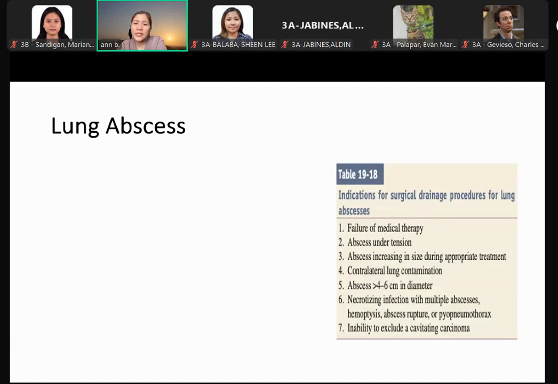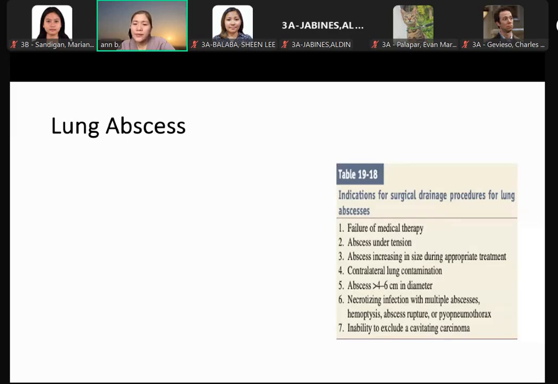So please know this one, the indications for surgical drainage procedure for lung abscesses. We have failure of medical therapy, abscess under tension. So if you handle these kinds of patients, again, refer this to your TCVS friends for possible drainage procedure. Abscess increasing in size during appropriate treatment, contralateral lung contamination, abscess 4 to 6 centimeters in diameter. So more than that, you need to drain it.